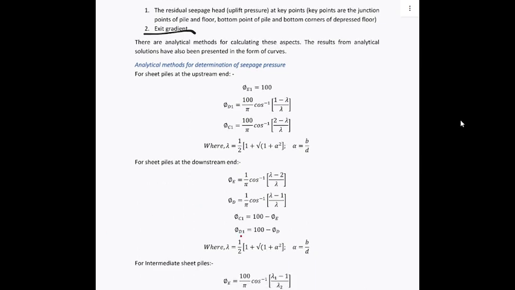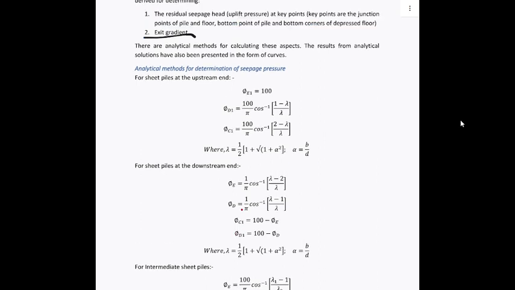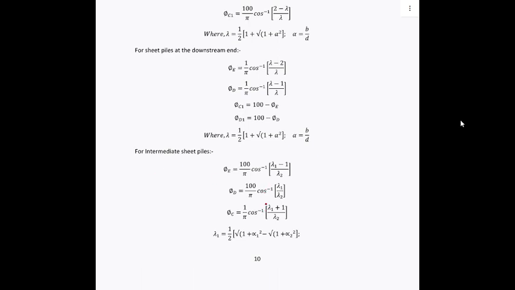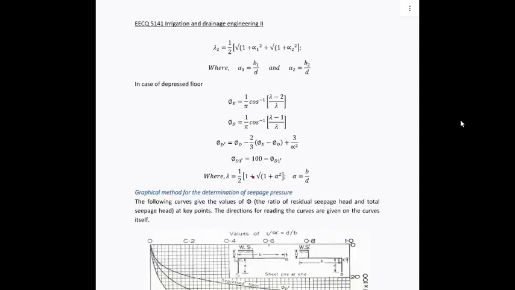So phi C first, phi C in the sheet pile in the downstream is 0. Phi E is calculated using this formula again in radians. And you can easily correlate now the pressures in the upstream, these pressures, with the pressures in the downstream using this formula also. Now, in the case of intermediate piles, a similar kind of analysis is applied and the formulas are given. And finally, the case for depressed flow.